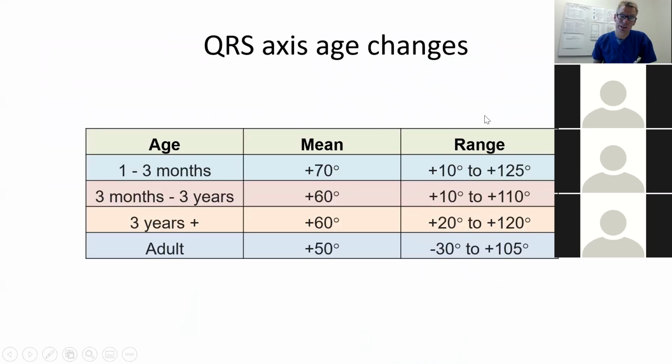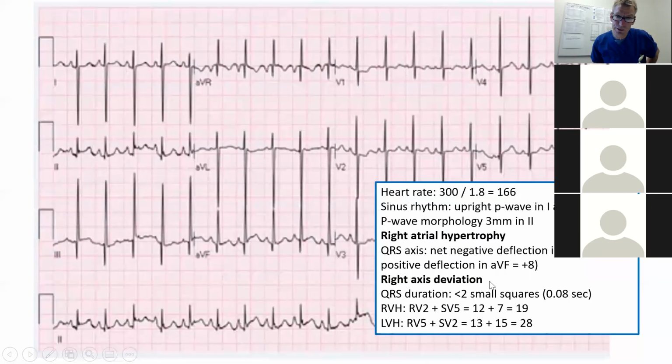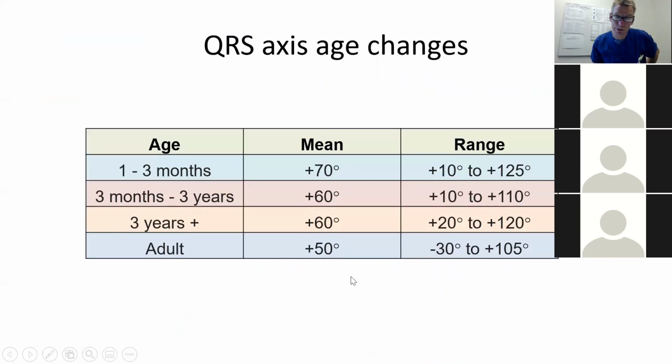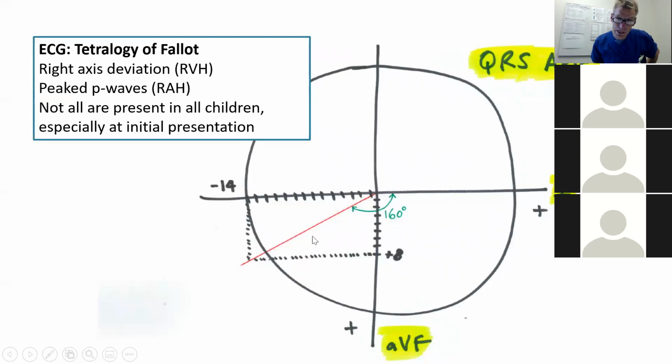Remember I said last week that the QRS axis changes with age. I won't go through this again. I sent this around last week, but if you're an adult, then the QRS is always between 0 and 90, but sometimes in children, especially infants, it can be beyond 90 degrees. So it can be in that second quadrant here. That can still be normal, but this boy's got a very large right axis deviation, so probably that's abnormal.